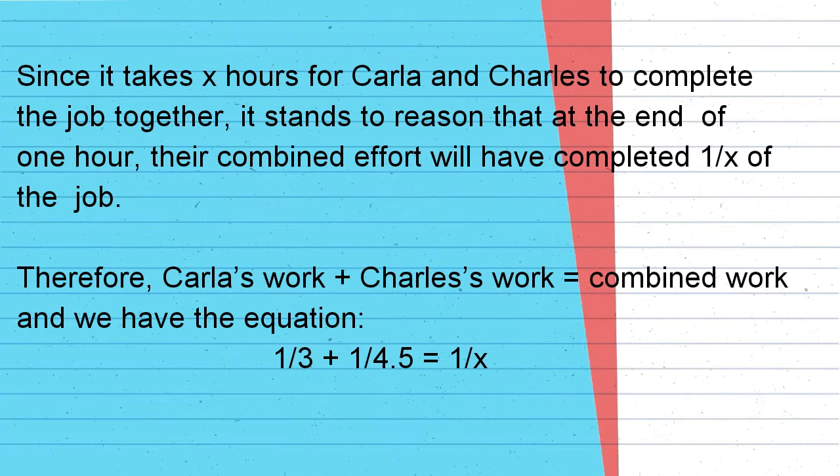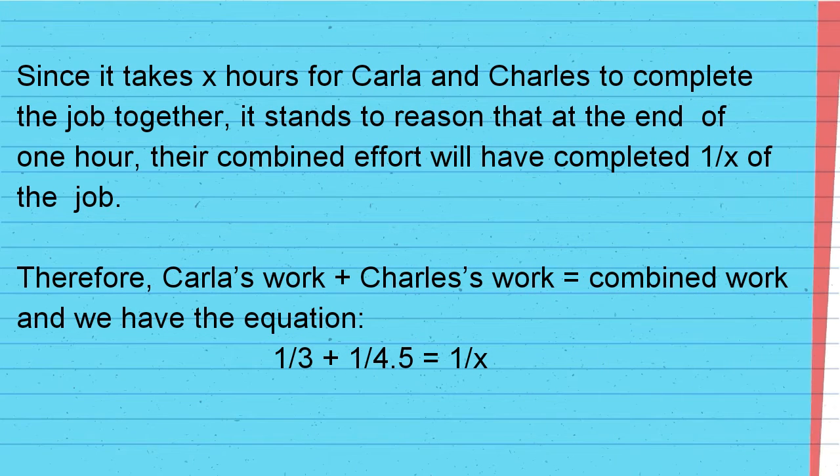Since it takes x hours for Carla and Charles to complete the job together, it stands to reason that at the end of 1 hour, their combined effort will have completed 1/x of the job. Therefore, Carla's work plus Charles' work equals combined work, and we have the equation 1/3 plus 1/4.5 equals 1/x.